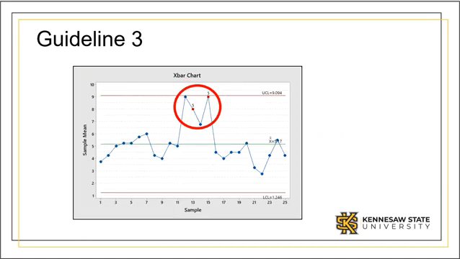When we have 4 of any group of 5 points outside the plus or minus 1 standard deviation interval from the center line and on the same side, then this would also be an indicator of a special cause. We call this bunching or clustering. Such behavior is most common in X-bar R charts or P charts.